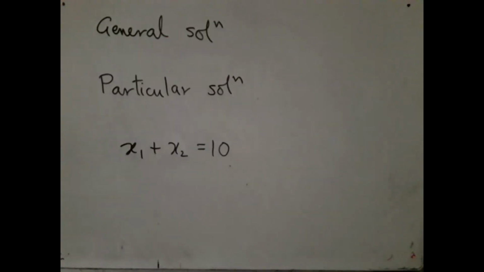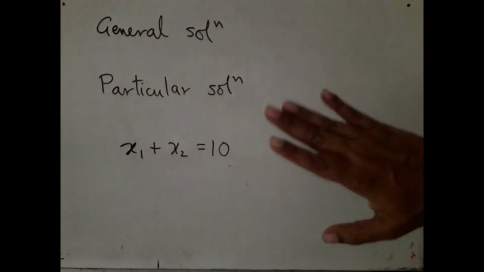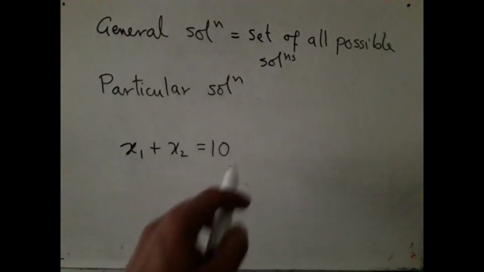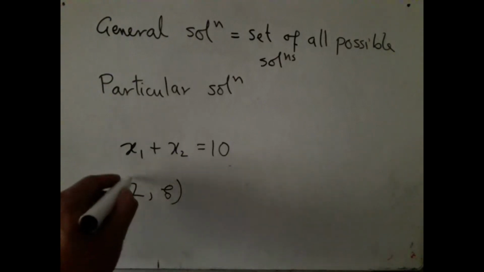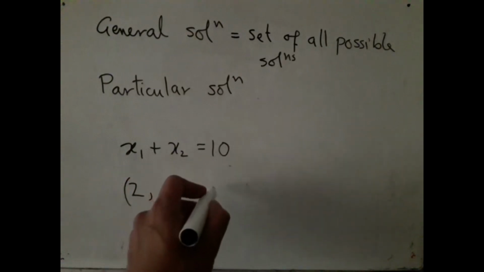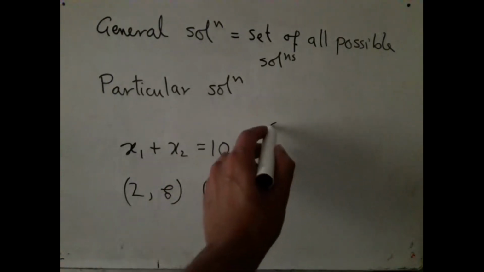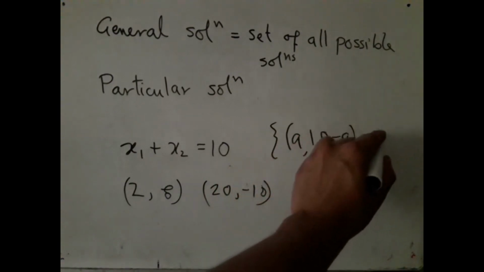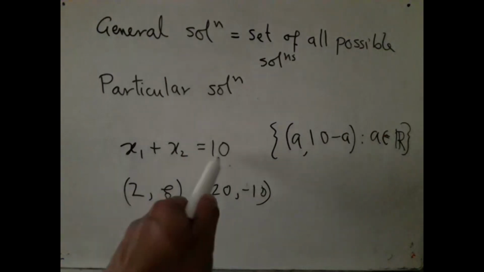Next, the book defines two other terminologies. First is general solution. By general solution of a system, we understand the set of all possible solutions of a system. For example, if I have this system, in that case, it has got many possible solutions. I can see that 2, 8 is a solution, that is x1 is 2 and x2 is 8. Similarly, 20 and minus 10 is also another solution. So the general solution will be this set: a and 10 minus a, where a is any real number. That is the general solution of this system of equations.